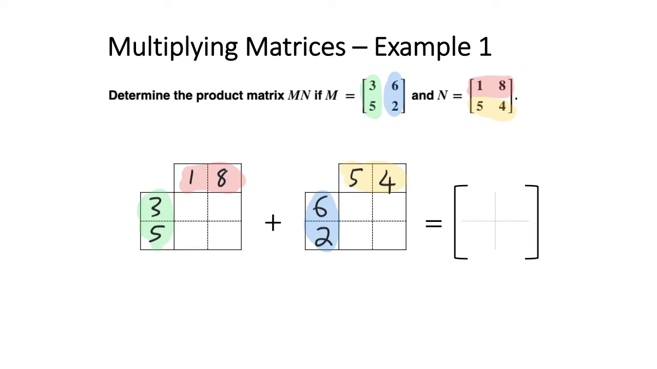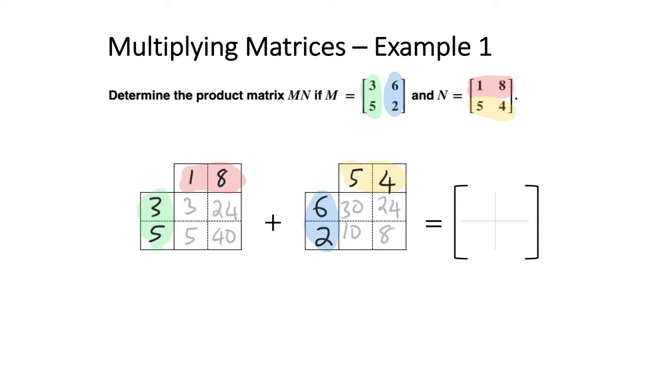So 1 times 3 is 3, 8 times 3 is 24, 1 times 5 is 5, 8 times 5 is 40. Then in our second table, we've got 5 times 6 is 30, 4 times 6 is 24, 5 times 2 is 10, 4 times 2 is 8.